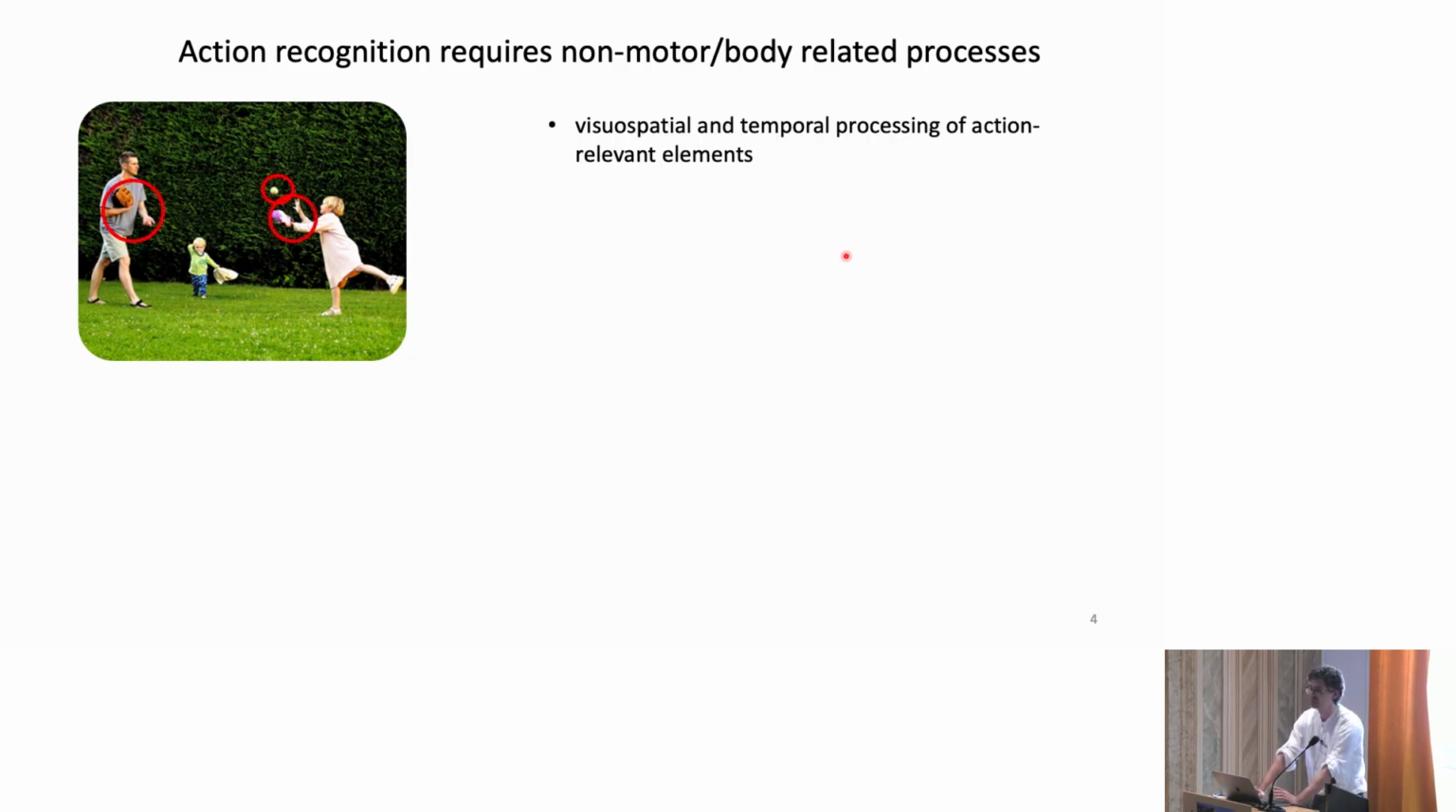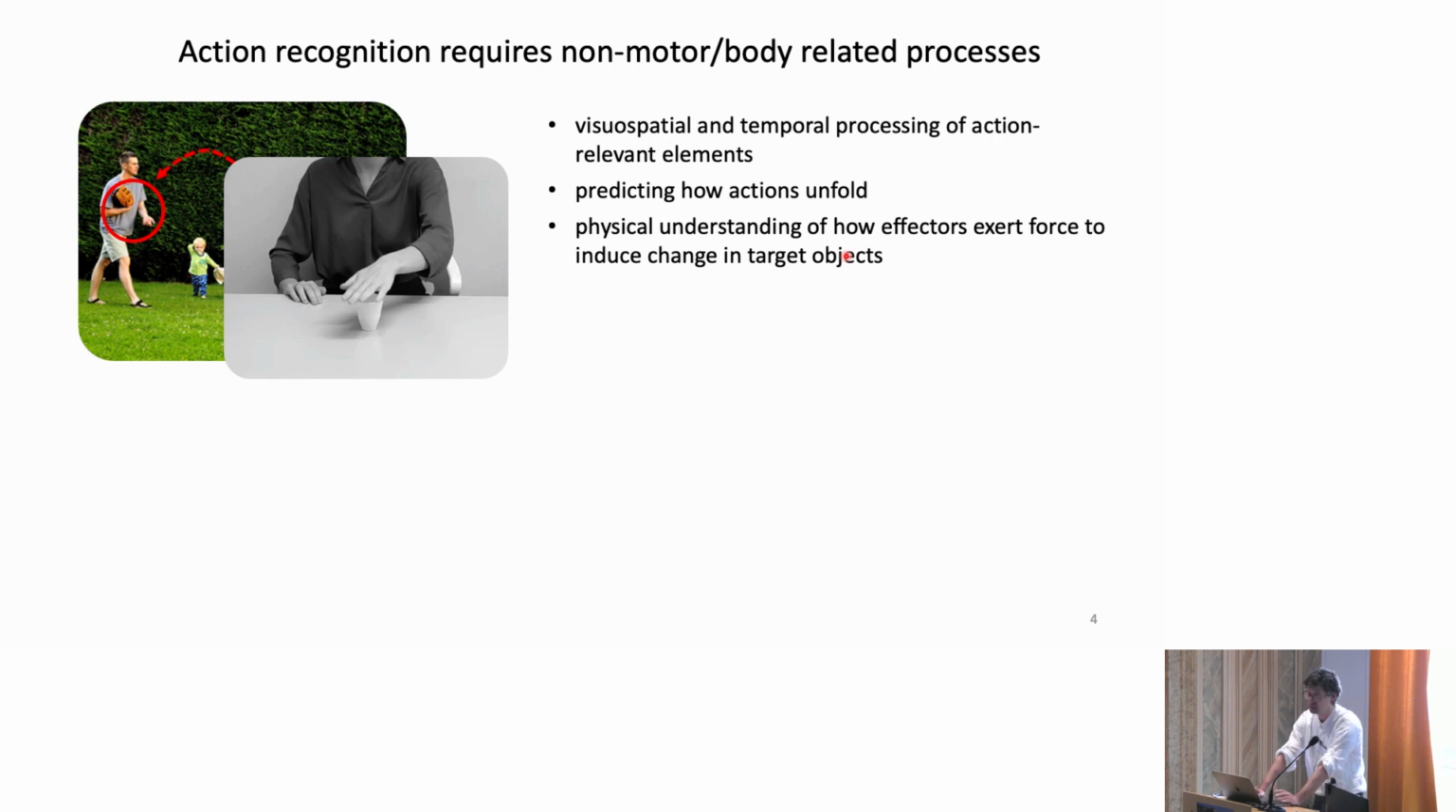For example, recognizing actions like someone catching a ball requires visuospatial and temporal processing, such as attending to and tracking action-relevant elements. Action observation also involves predicting how actions unfold, and at least the recognition of goal-directed actions involves a physical understanding of, for example, how effectors, for example, a hand or a tool, exert a force to induce a change in the target object.